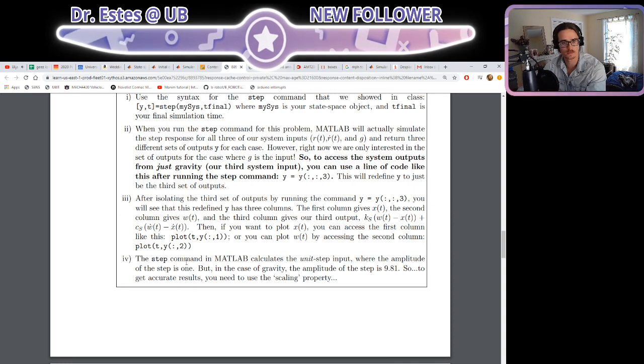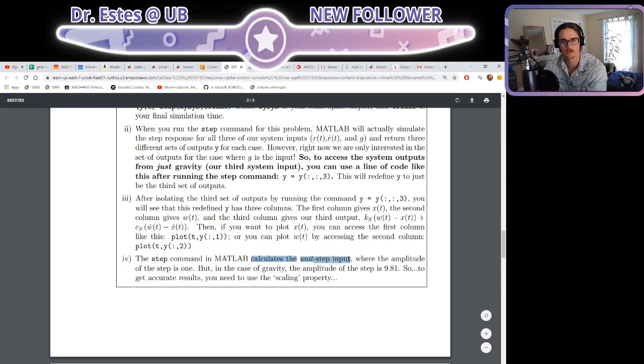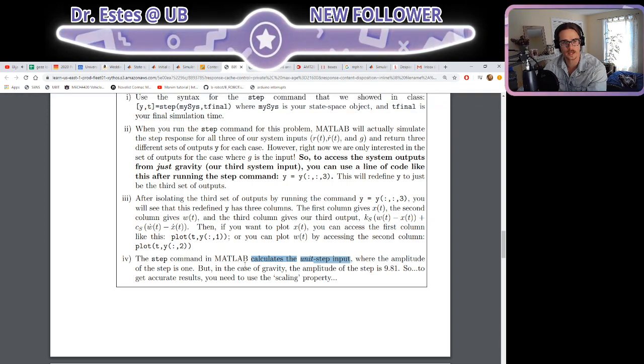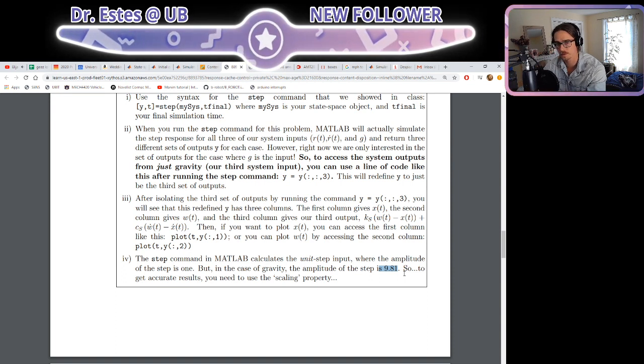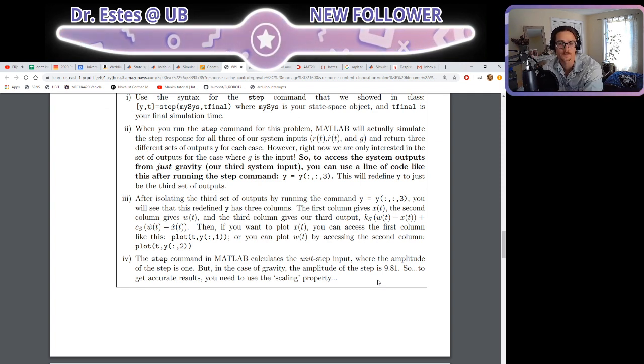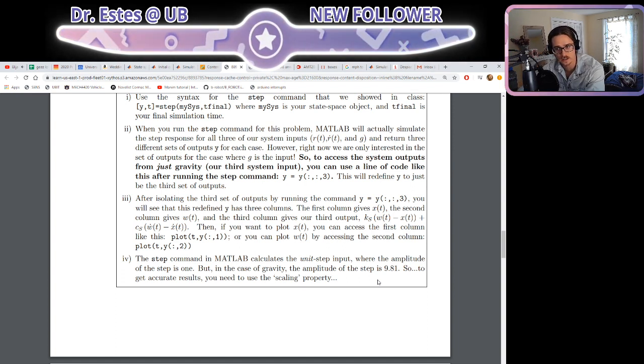The last note, the step command in MATLAB calculates the unit step input. So that's a step input that has an amplitude of 1. But if we're looking at the effect of gravity, this is going to provide a step input with amplitude 9.81. So you need more than a unit step input. So I give you a little hint here. You're going to have to use the scaling property to get this effect of having an amplitude greater than 1.